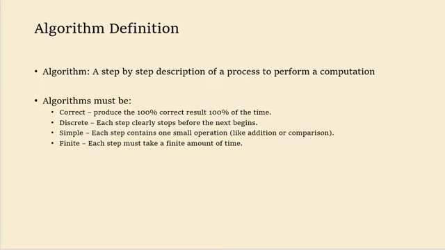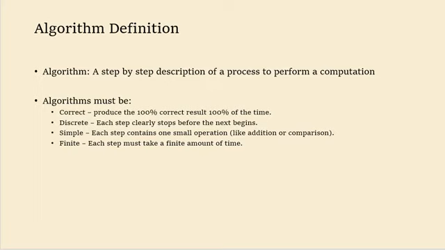So number one, algorithms must be correct. They have to be correct, 100% correct. When we say correct, we mean 100% correct 100% of the time for all possible inputs, all possible values that we want to do the computation on. They have to be discrete, meaning each step clearly stops before the next one begins. Otherwise, we have this overlapping range of activities going on at the same time, and we really can't tell when the algorithm is stopping and starting or when each portion of the algorithm is stopping and starting.